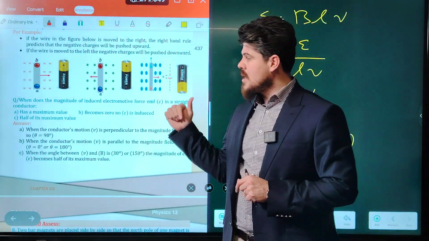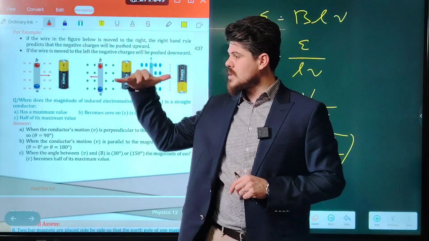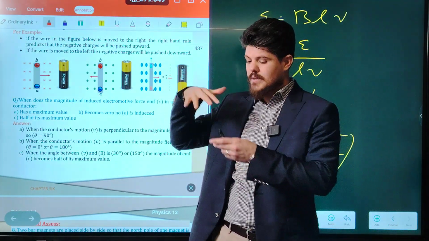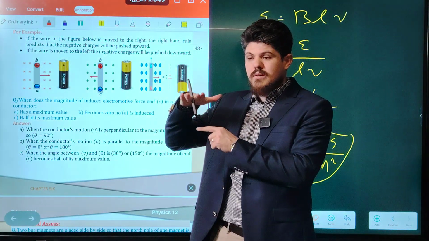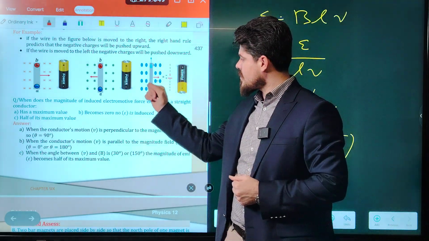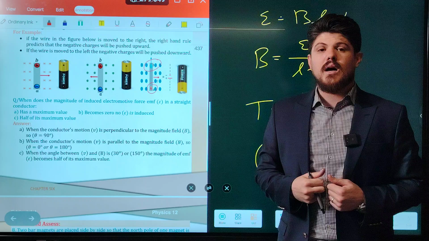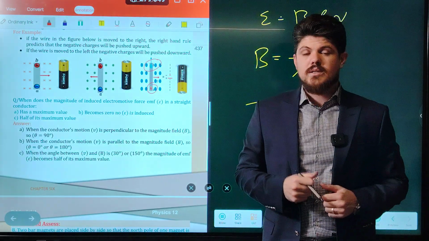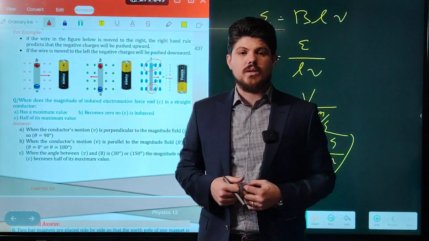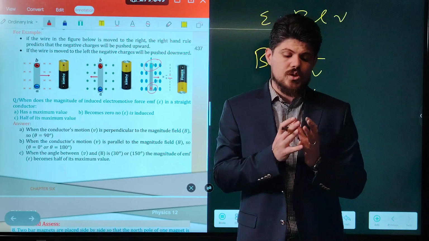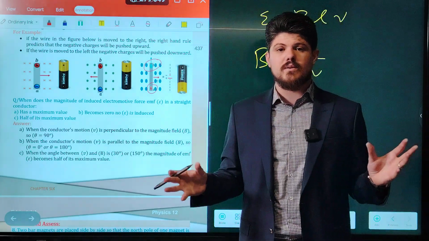In the first case, where is the magnetic field? Out of the page. The movement of the wire is to the right. Here, down is positive and up is negative. So this wire acts as a battery, as you can see here. Inside the battery, there will be a chemical reaction. This chemical reaction goes to separating the positive charge from the negative charge.